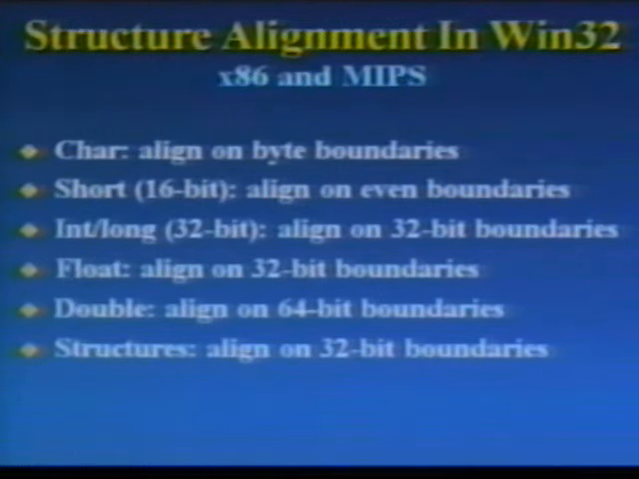So, the general rules on data sizes, both on x86 and on MIPS. Chars are still 8-bit values and align on byte boundaries. Shorts, words are still 16-bit and align on even boundaries, so no changes there. Ints, longs, 32-bit, fine, 32-bit alignment. Floats are 32-bit values on 32-bit boundaries, and doubles align on 64-bit boundaries, and that's one place to get bit. Structures themselves, arrays of structures, will align on 32-bit boundaries.